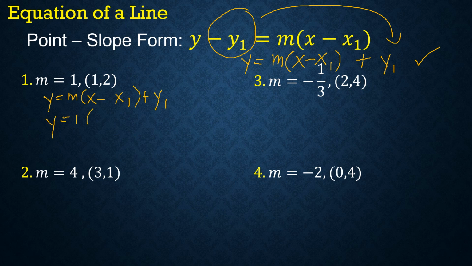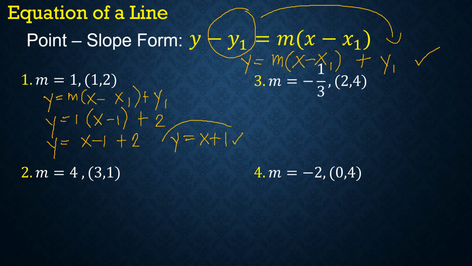Substitute, the slope is 1. The x coordinate of the point is 1. The y coordinate is 2. So we have y is equal to x minus 1 plus 2. Combine like terms, combine these constants. So we have y is equal to x plus 1. So this is the equation of a line given a slope 1 and a point 1, 2. So we just immediately ended our answer in slope-intercept form. That is accepted. Wherein the slope is 1 and the y-intercept is 1.